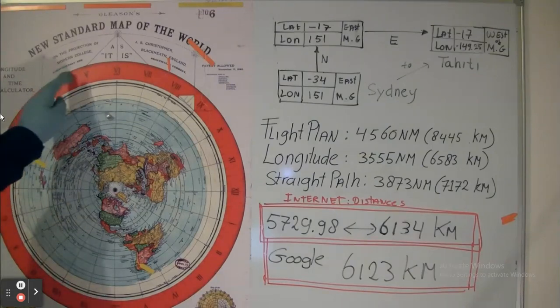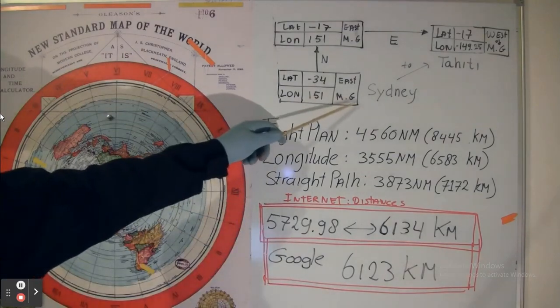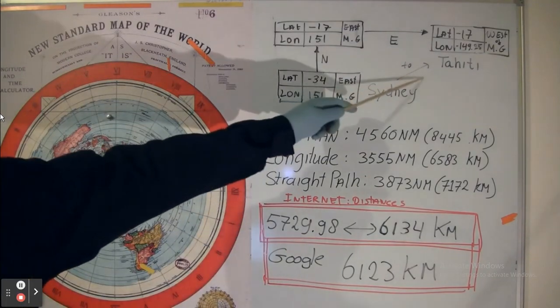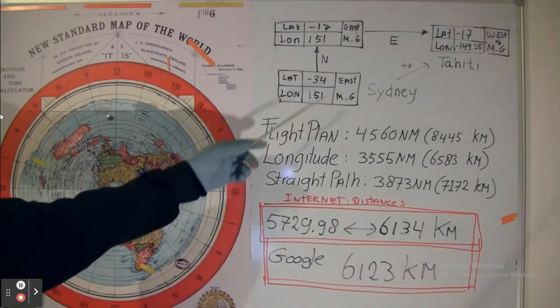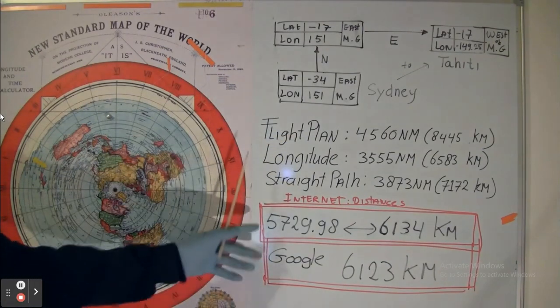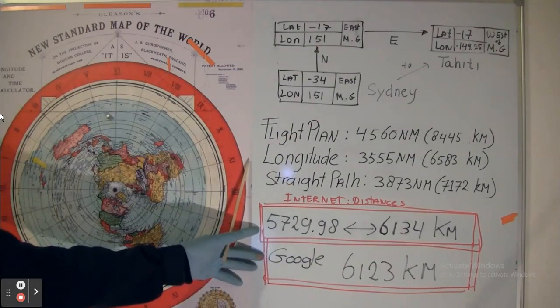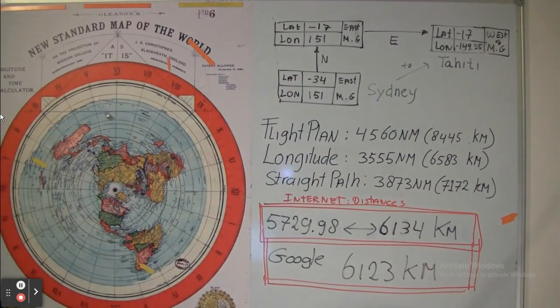The Gleason's map is scientifically and practically correct. This is the flight plan from Sydney to Tahiti. These are the distances I measured from Sydney to Tahiti. Flight plan, longitude and a straight path. The internet distances I found. And it looks like the world is shrinking.